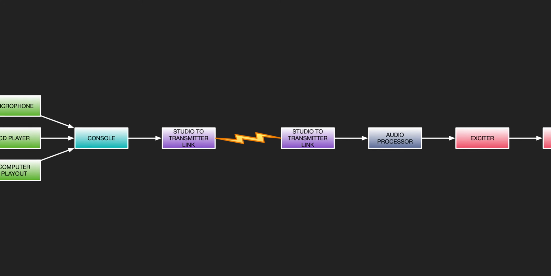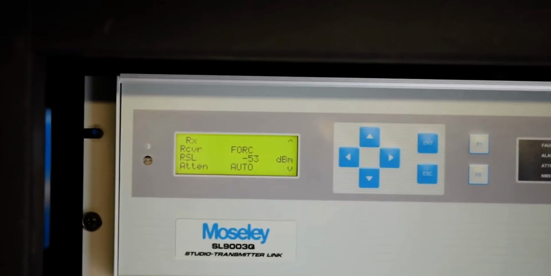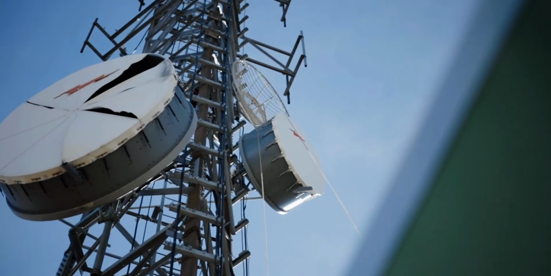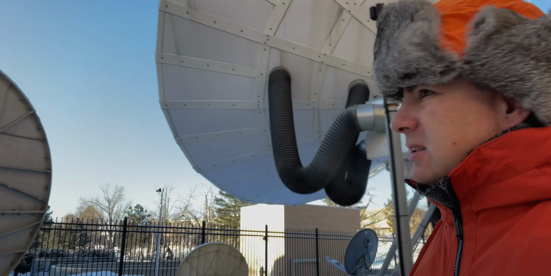That program audio feed is then fed into the studio to transmitter link. This is typically called the STL. STLs come in a couple of different varieties. You have the STLs that are point-to-point, like a microwave link or even a cable that the station has run from the studio to the transmitter room. Some STLs follow a more complex path, such as ones that go through the internet or through a satellite feed. It's basically just getting the audio from the studio to the transmitter in real time.